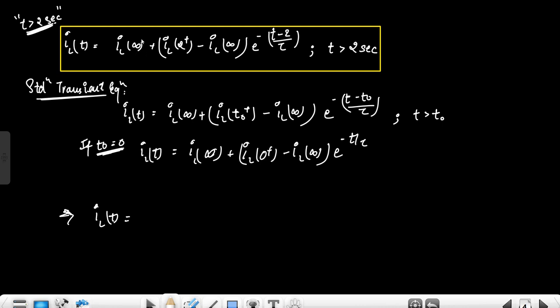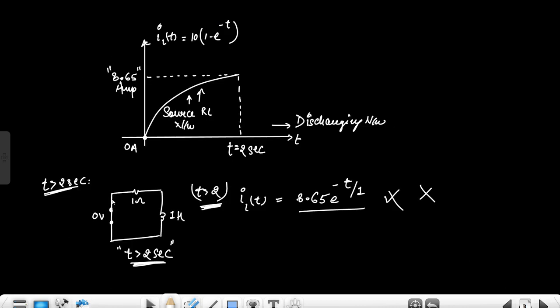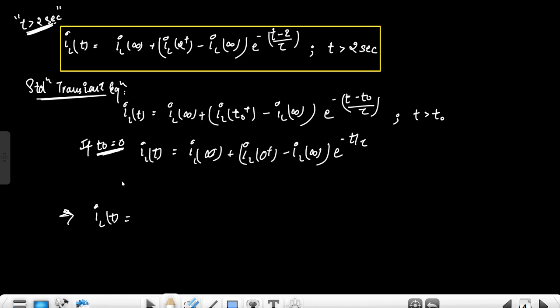IL infinite हो तो 0 ही है, बिकॉज अब तो सर्किट डिस्चार्जिंग है। 2 सेकंड के बाद जो सर्किट है वो तो सिंपली एक डिस्चार्जिंग नेटवर्क है, तो IL तो 0 एम्पियर है। तो सिंपली जो IL 2 plus है and e raised to power minus of t minus of 2 divided by time constant, which is 1.